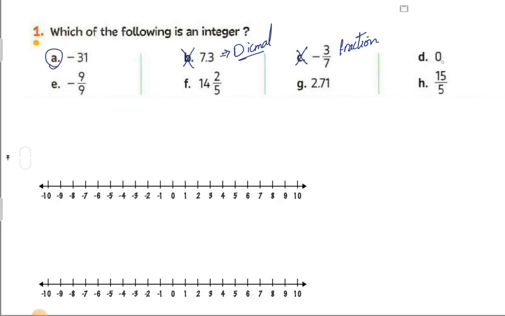D, 0. 0 is an integer. E, negative 9/9. 9/9 equals 1, so negative 1. Negative 1 is an integer. Okay. F, 14 and 2/5. 2/5 is a fraction with a whole number 14. It's called a mixed number. A mixed number isn't a fraction.